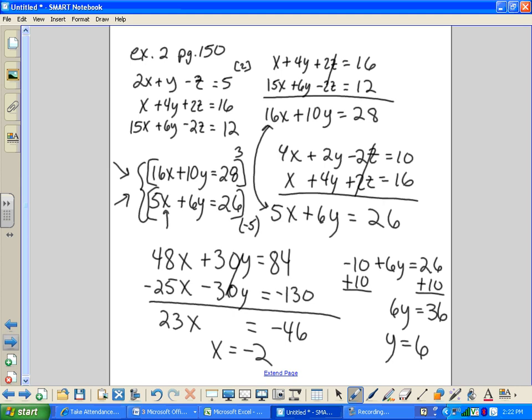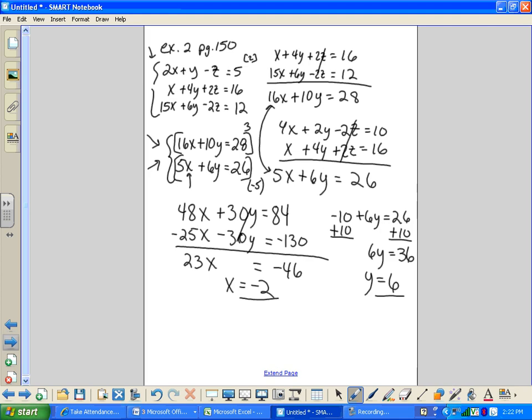Now it's time to get one more variable. So to get the very last variable, you go all the way back to the 3 by 3. So on this 3 by 3 now, I'm going to substitute negative 2 and 6 into any of those three equations. It would not matter which one. I think I'm going to just go with the top one. The numbers are a little bit smaller there. So I'm going to put negative 2 in for that x, and then 6 in for that y, and then I'll be able to find out what z is.